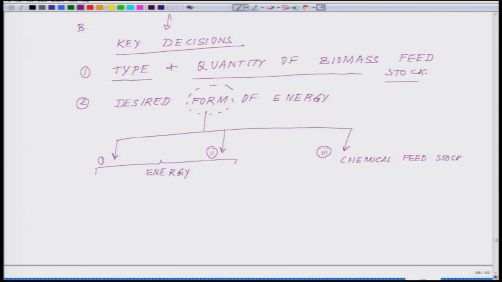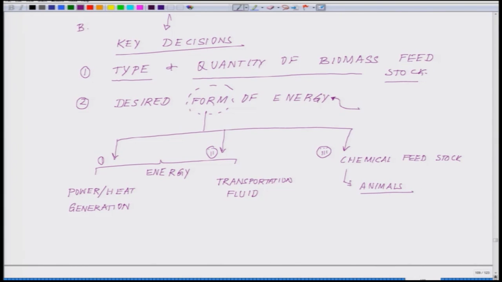So, this is for the animals, okay? Animal feed and all other stuff. In terms of the two categories, you could have either power or heat generation, mostly using combustion, which we will be following up next, or you could transform into liquid or gaseous fuel in terms of transportation fluid. Okay.